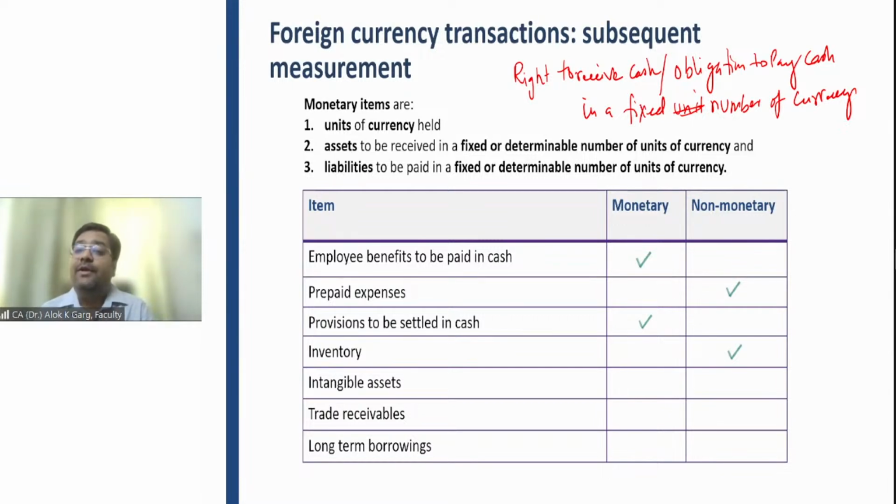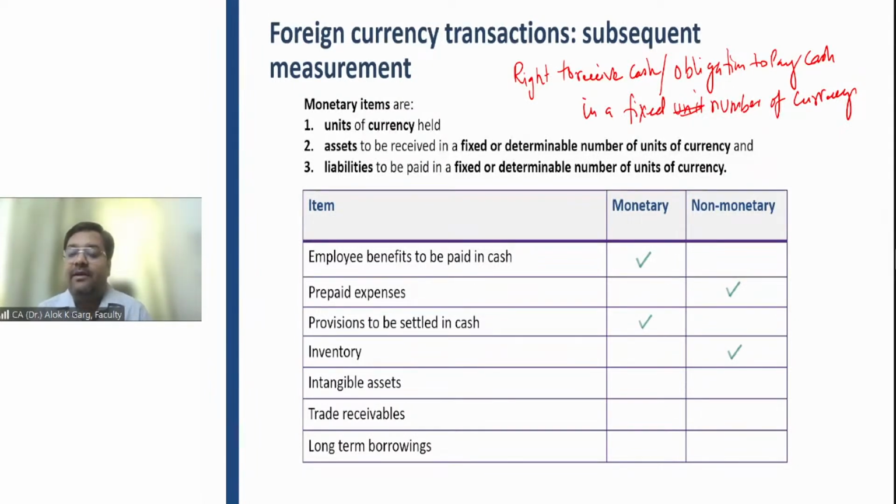What is meant by non-monetary item? Any item which is not monetary is non-monetary. For example, prepaid expenses. You have already incurred the money today, right? So now you have to just receive goods or services. Inventory is lying in your godown till the time you convert it into a sale. You will not have a right to receive cash, right? Intangible asset, you are using for obtaining future economic benefit. It is not a monetary asset. It is a non-monetary asset.